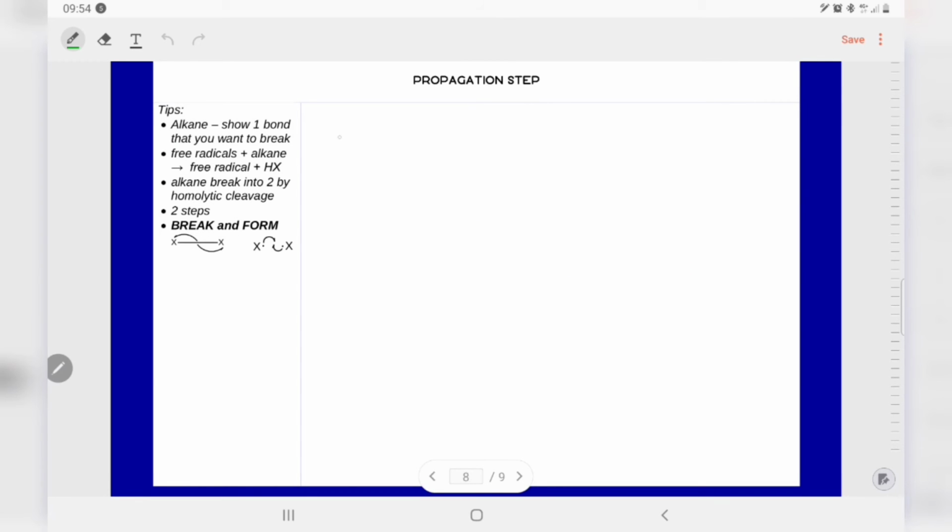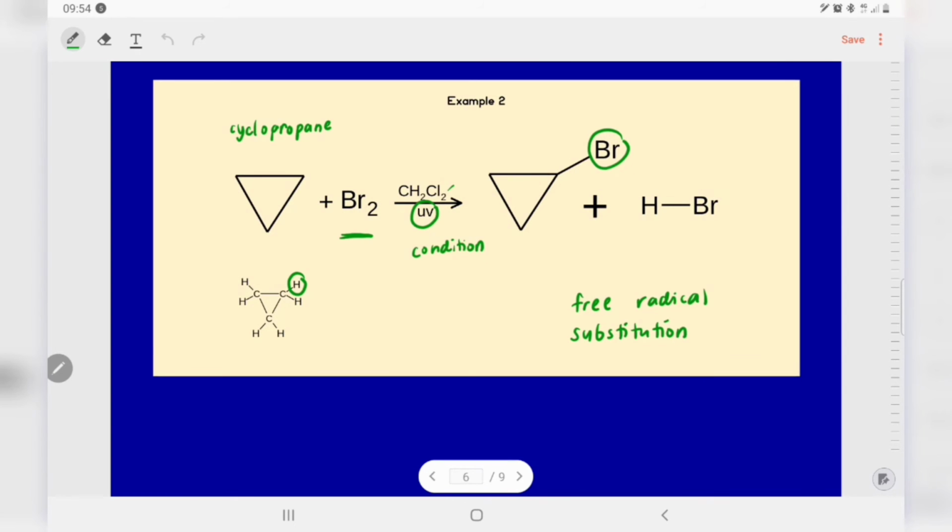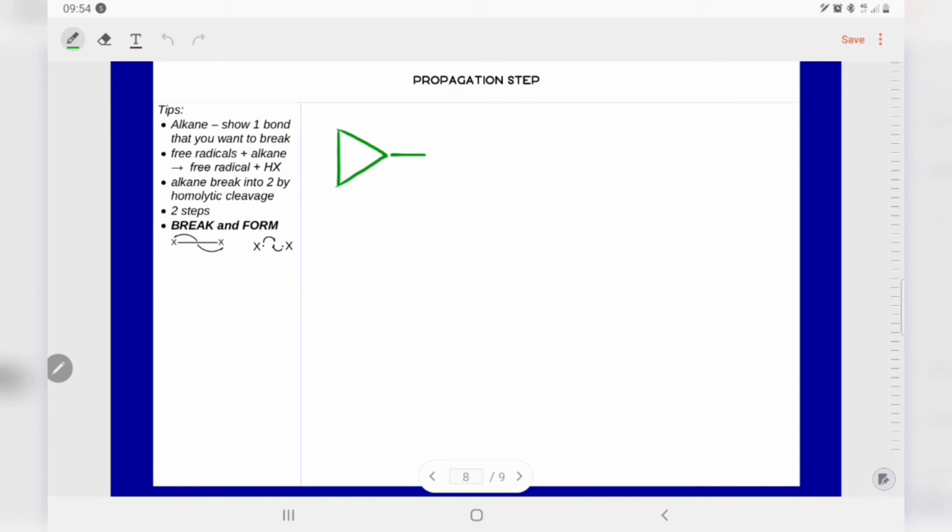Next, we have alkene. So we have the structure of cyclopropene, and we want to substitute hydrogen from this carbon. Each carbon has 2 hydrogens, but we want to substitute only 1 hydrogen. So what we should do, we must show the bond between H and C. So this is C, this is H. This is the bond that we will want to break. So what we should do, we write this H like this.